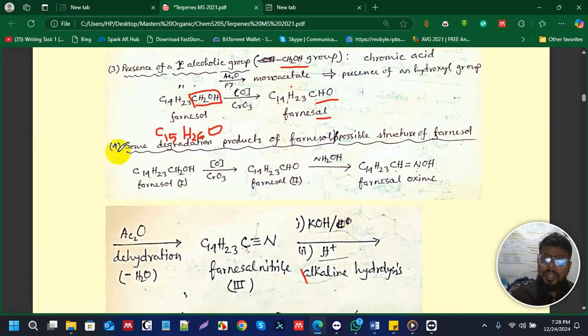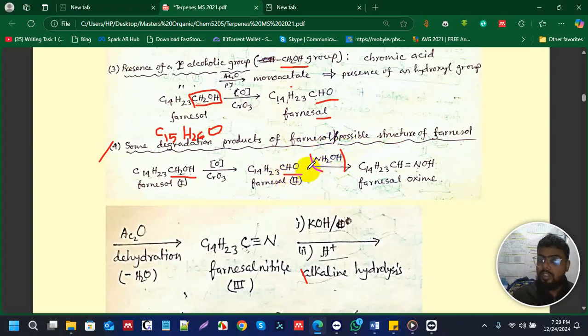And the next one is some degradation products of farnesol, for the possible structure of farnesol. When we oxidize farnesol in the presence of chromic acid or chromium trioxide, it will be converted into farnesal. That means this 1-degree alcoholic group CH2OH will be converted into CHO. Here oxidation occurs. Then we do a reaction in the presence of hydroxylamine: OH means hydroxyl, NH2 means amine, so it is hydroxylamine.